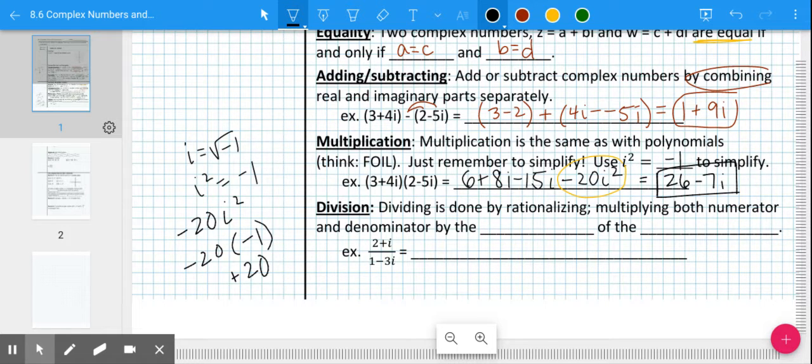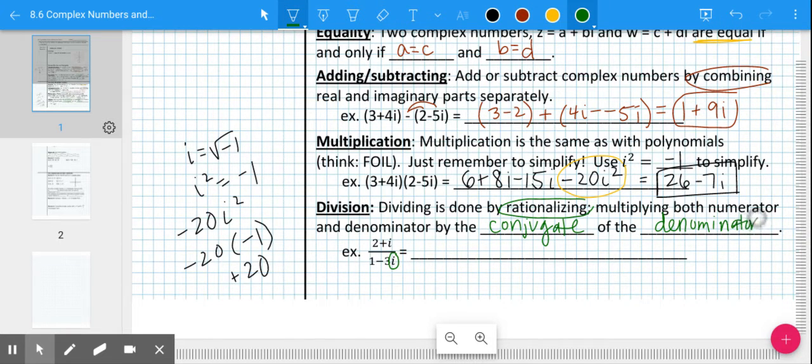Now, when we divide complex numbers, you don't actually divide anything, but because you have an i in the denominator, and that's technically a radical, we're not supposed to leave that. So dividing really just means rationalizing. So you multiply both the top and bottom by the conjugate of the denominator. And what that's going to do is clear the fractions with you.